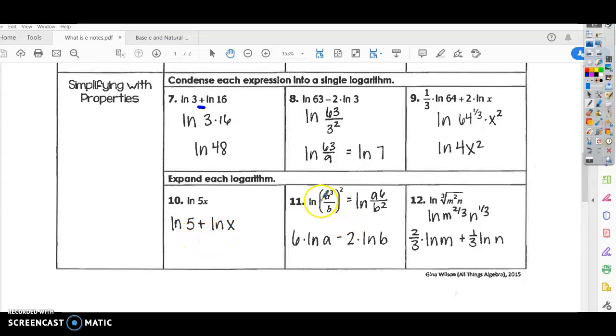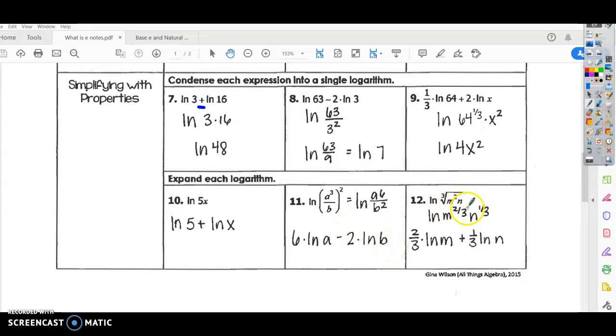All right, this property has division. That means we're going to subtract. Powers get multiplied, and the powers go to the front. So first thing we're going to do is say 3 squared is 6, and then b squared is on the bottom. The coefficient comes to the front, and then we expand by saying 6 log of a. Division becomes subtraction, 2 log of b.